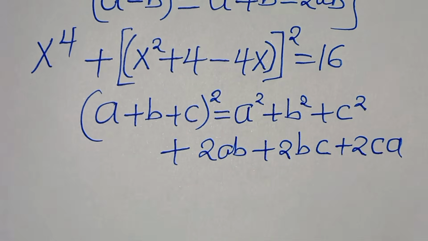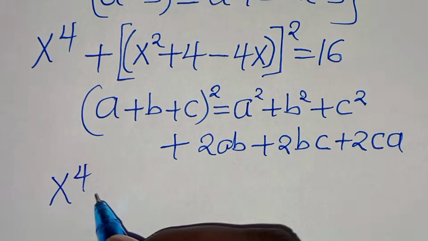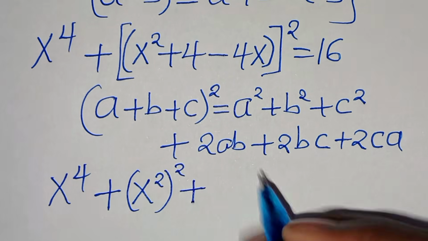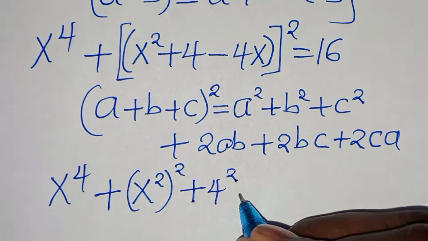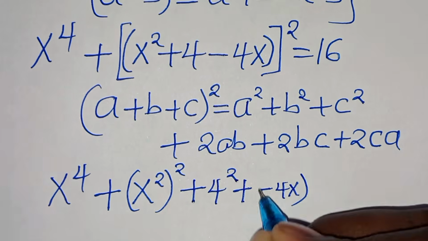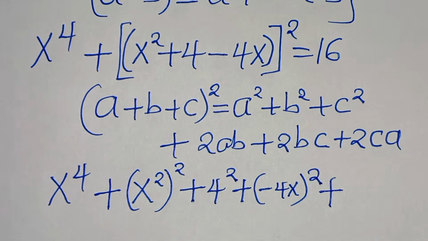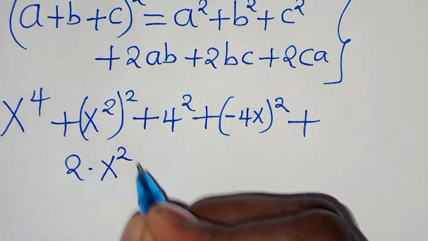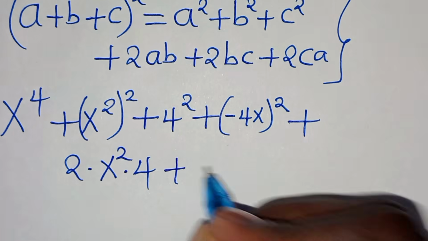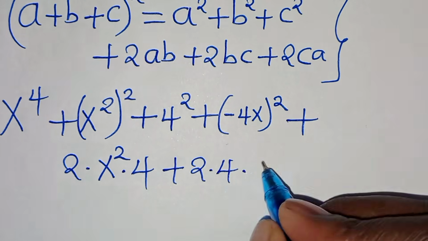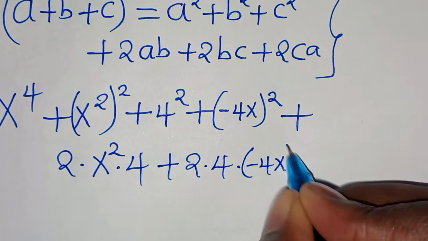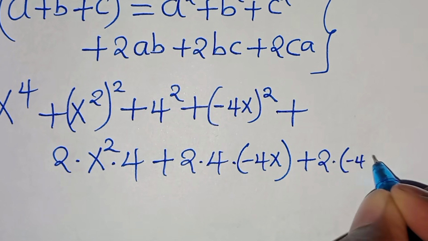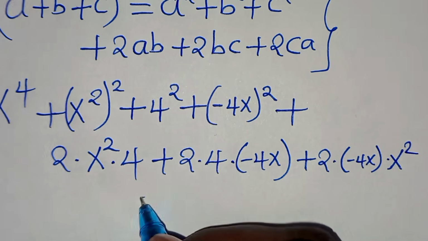Applying this property, then we have x to the power of 4 here plus (x to the power of 2) raised to the power of 2, then plus 4 squared, then plus (minus 4x) raised to the power of 2, then plus, now we have plus 2 times a, which is x to the power of 2, times 4, then we have plus 2 times 4 multiplied by c, which is minus 4x, and then plus, we have 2 times minus 4x multiplied by x to the power of 2. This is equal to 16.